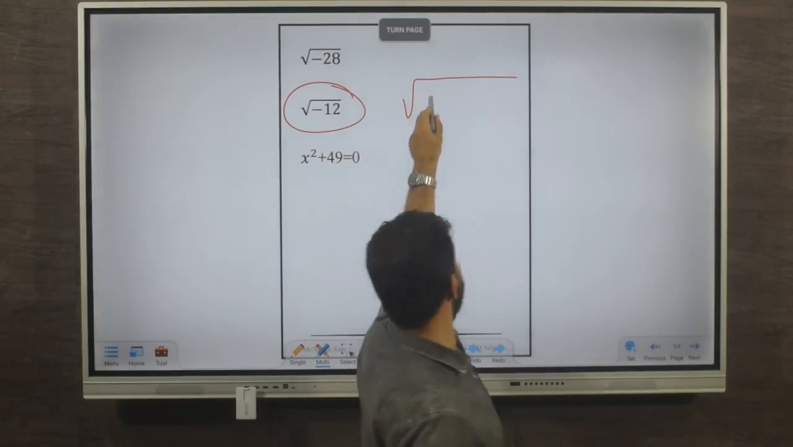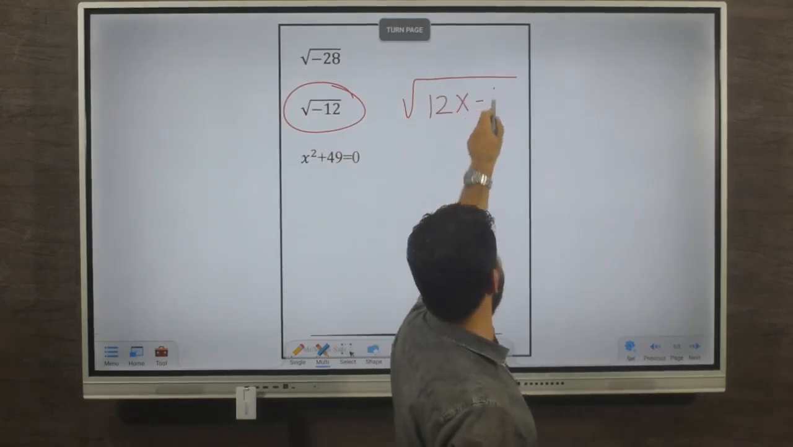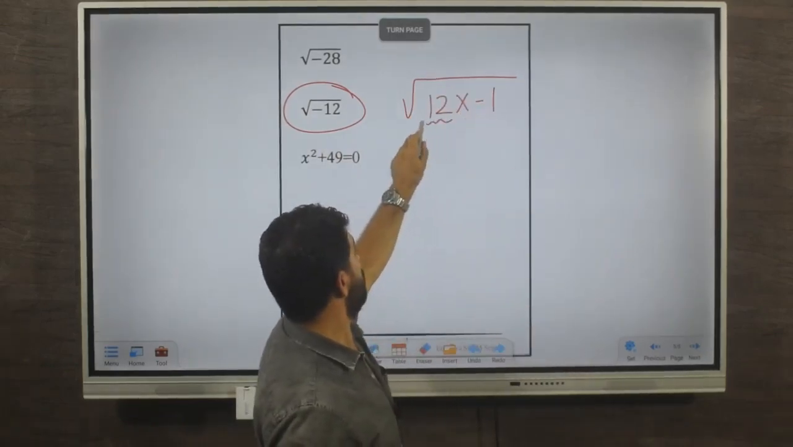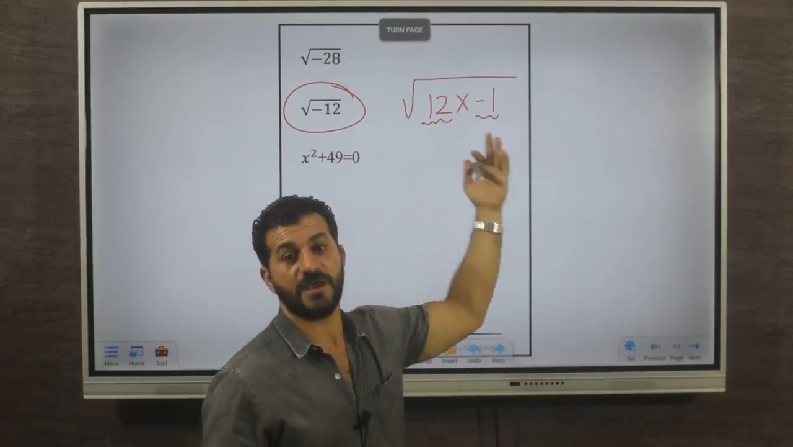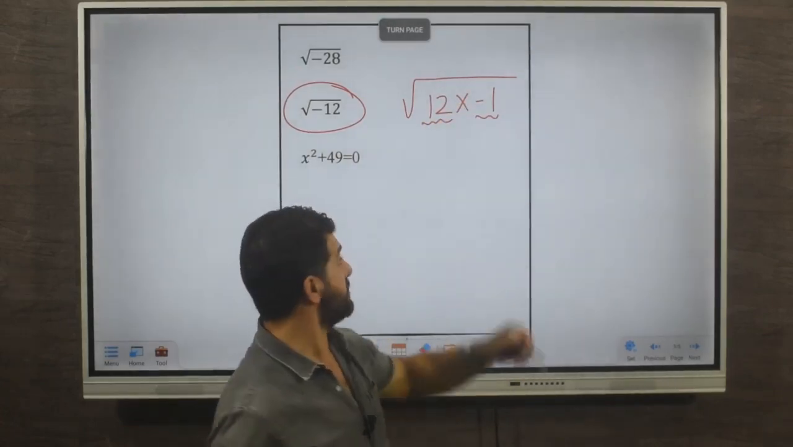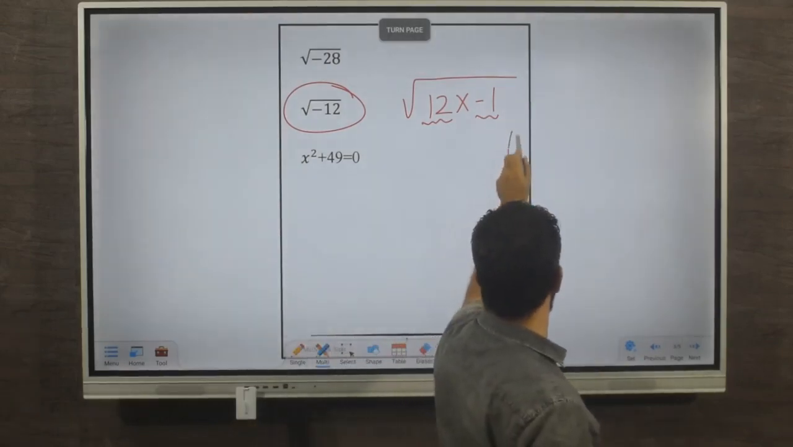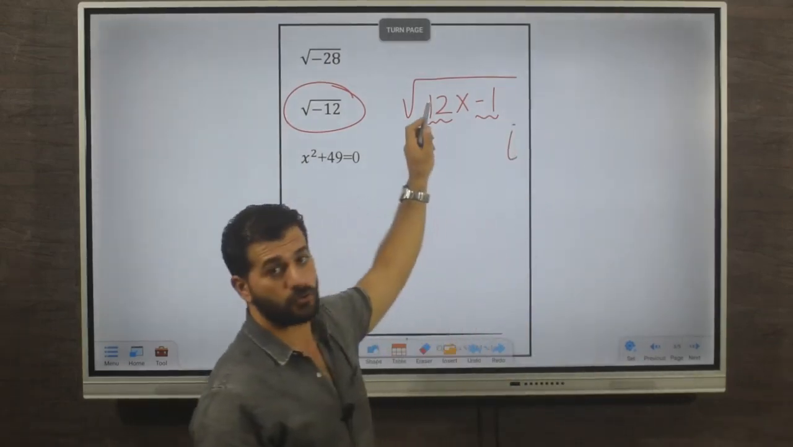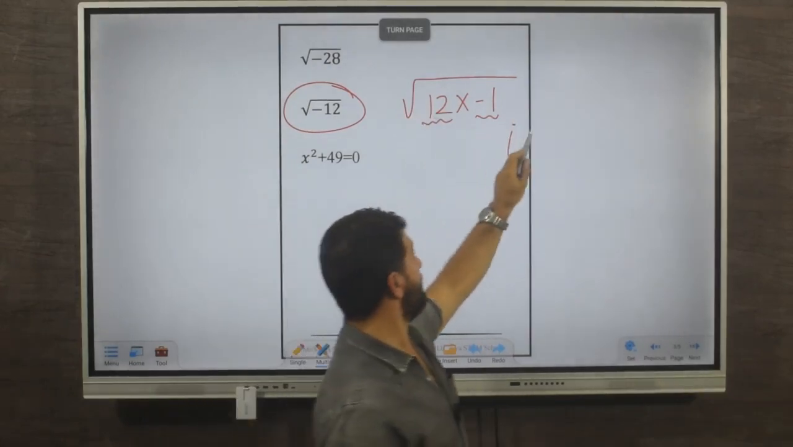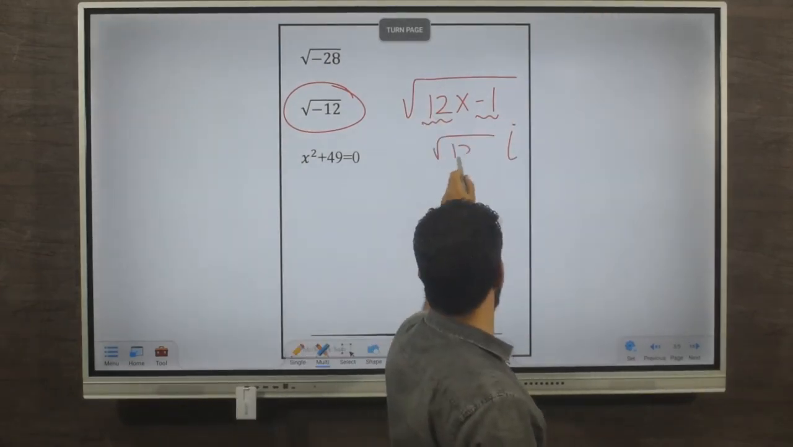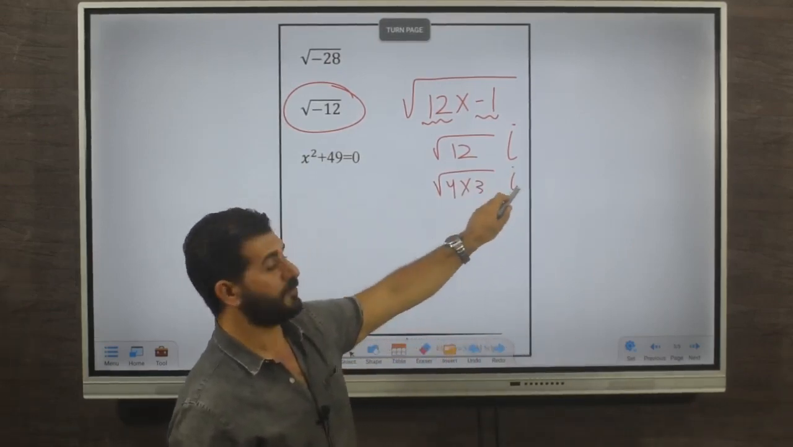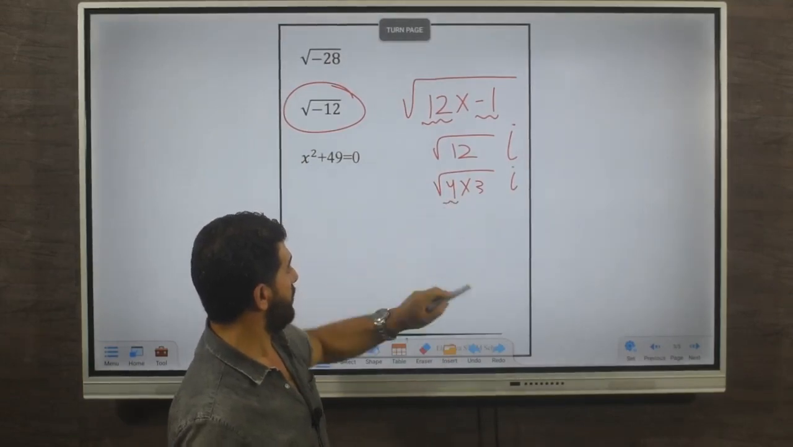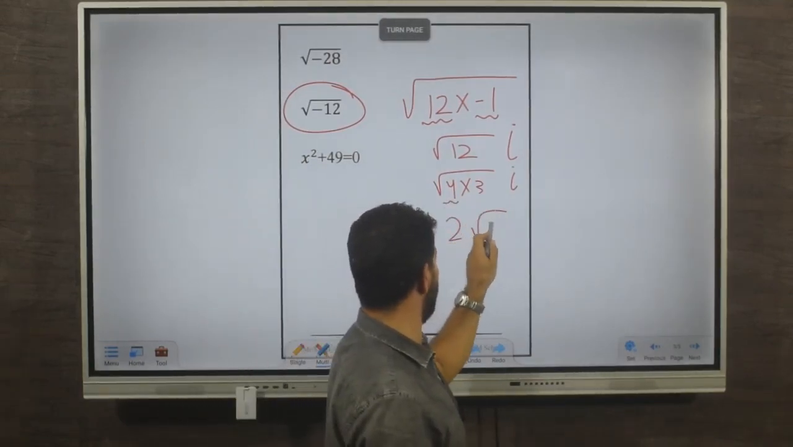Here, negative 12, it's 12 multiplied by negative 1. What is the square root of 12? And what is the square root of negative 1? As you know, we can write it directly. The square root of negative 1, it's i. So it's i. What is the square root of 12? 12, we can write it as 4 times 3. So it's the square root of 4 times 3 multiplied by i. What is the square root of 4? It's 2. So it's 2 root 3i.